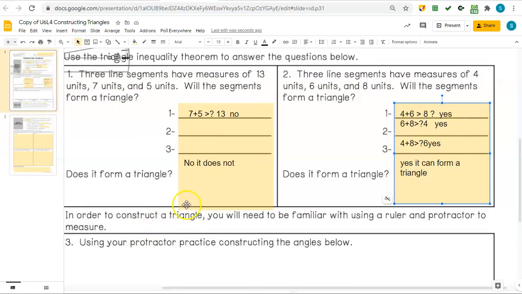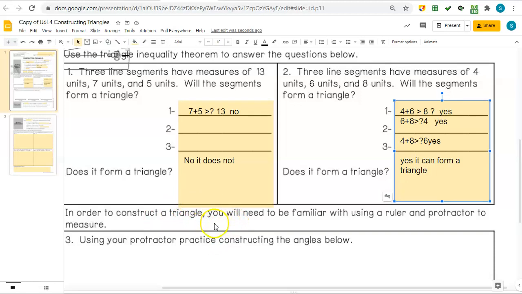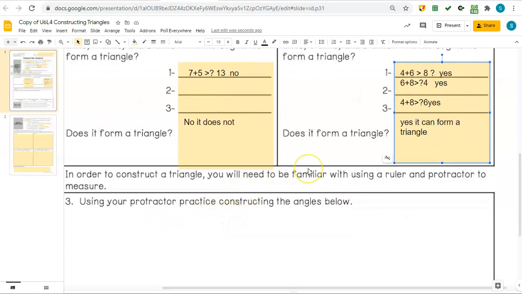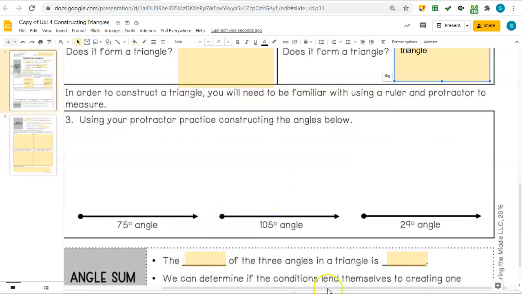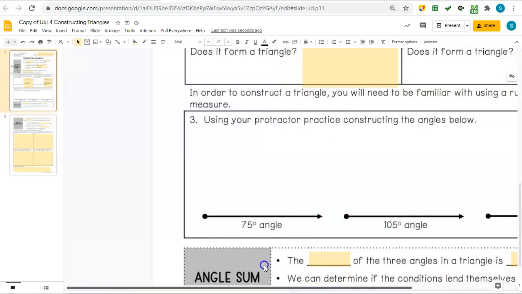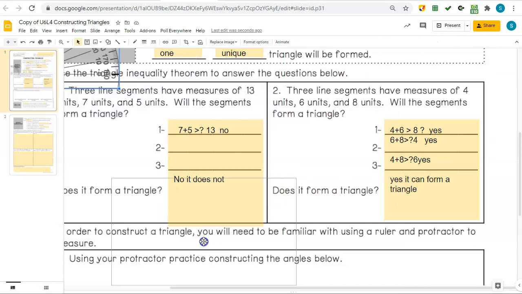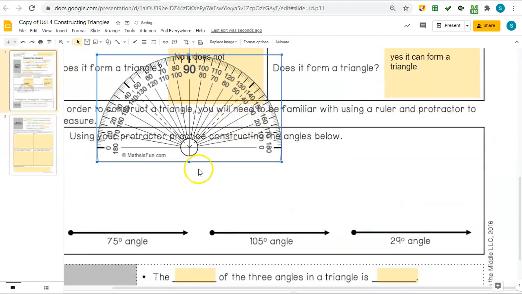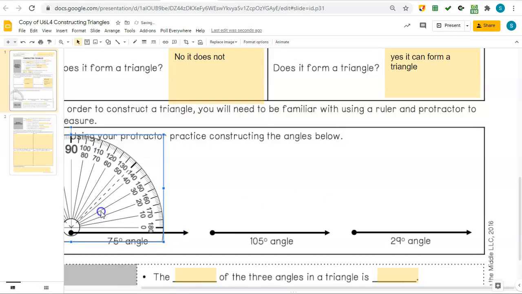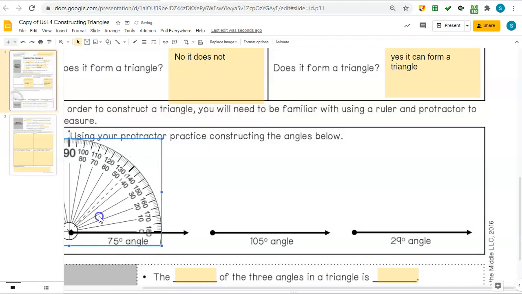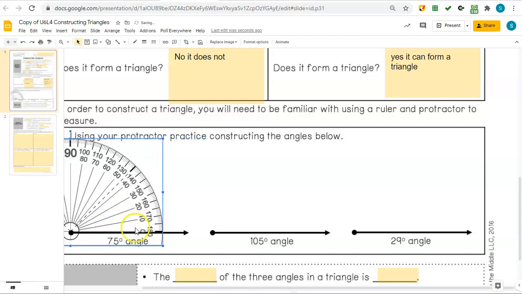Okay, so in order to construct a triangle, you're going to need to be familiar with a ruler and a protractor, and we're going to make some measures. So here, you'll notice off to the side, up here, there's a protractor, so let's go ahead and pull that down. So we need to draw a 75-degree angle. So first thing I'm going to do is drop the little protractor there. And then I'm going to count up until I get to 75.